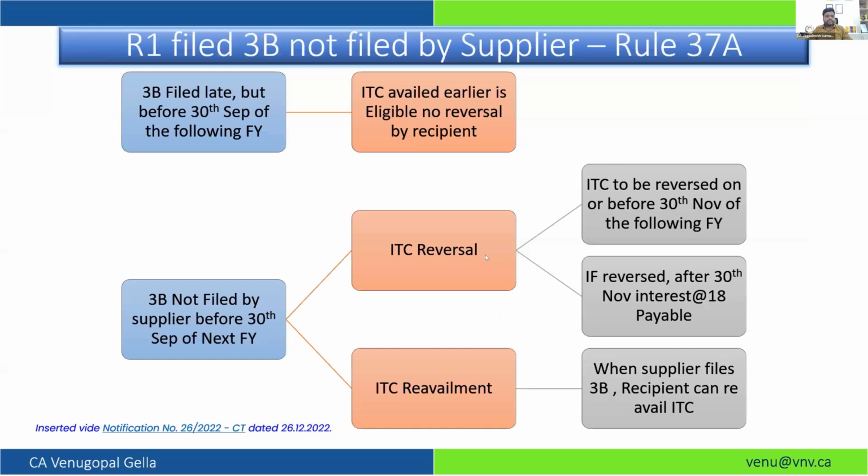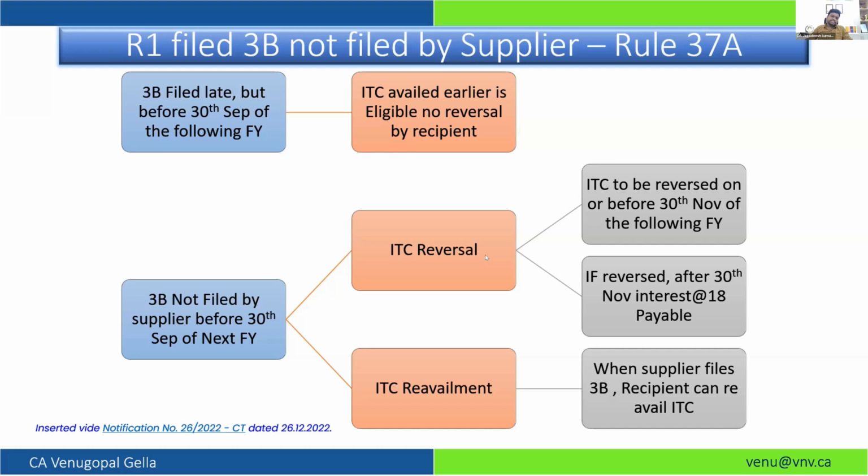So now coming to the next one, Rule 37A. This is the new rule which has been inserted. If my supplier has not filed the GSTR 3B on or before the 30th September of the subsequent year, then I need to reverse the ITC on or before the 30th November.